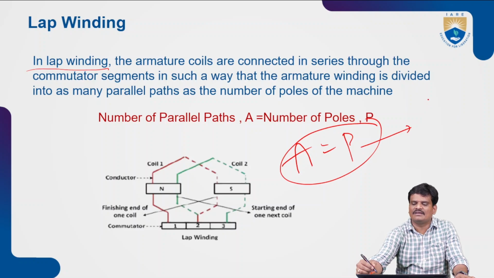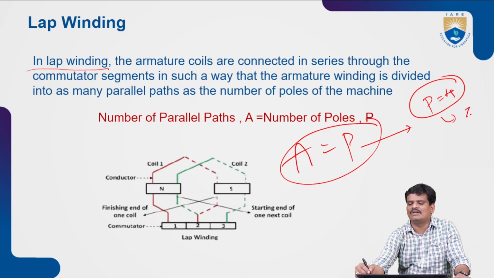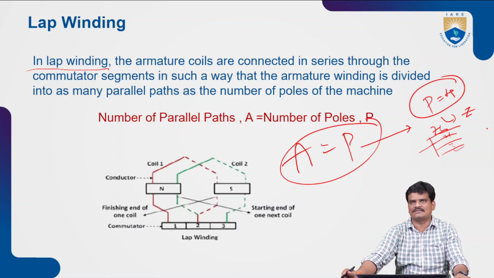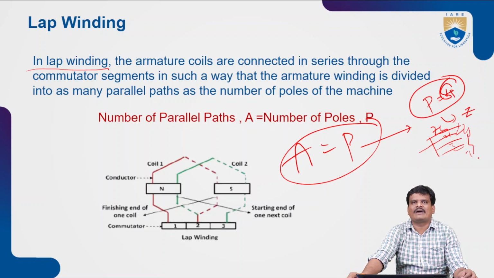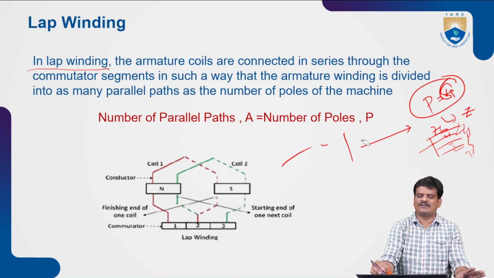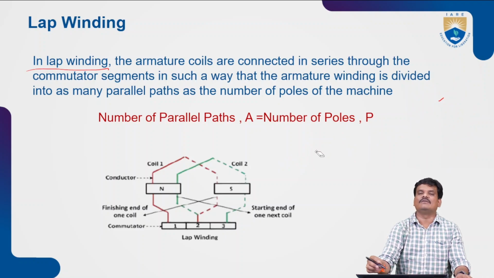If in a given particular question the number of poles is 4 and he asked you to design the value of a lap winding, and he has given only one single conductor, now you need to divide this particular conductor into 4 parts: Z by 4, Z by 4, Z by 4 and Z by 4 like this. If the poles is increased, you need to do the same thing: Z by 8, Z by 8, Z by 8. So always the number of parallel paths in case of a lap winding depends upon the number of poles of a machine. If the number of poles is 2, the number of armature parallel paths will be 2. If it is 4, it will be 4.